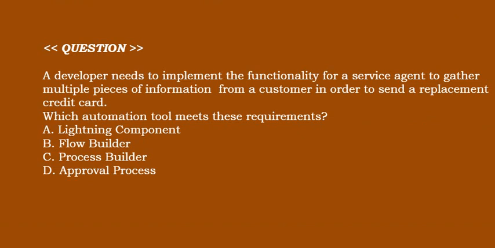Next question is, a developer needs to implement the functionality for a service agent to gather multiple pieces of information from a customer in order to send a replacement credit card. Which automation tool meets these requirements? Option A. Lightning Component. Option B. Flow Builder. Option C. Process Builder. Option D. Approval Process. Correct answer is option B.